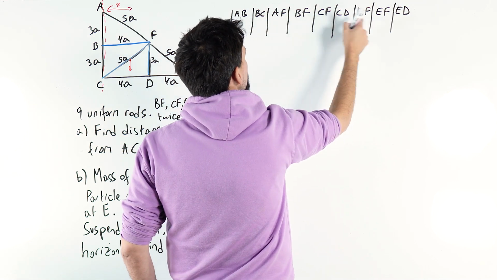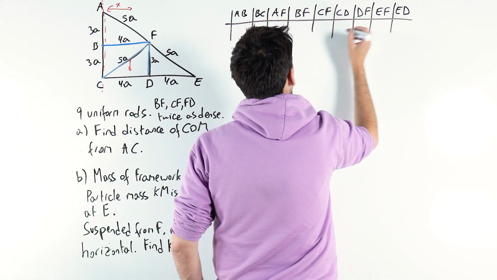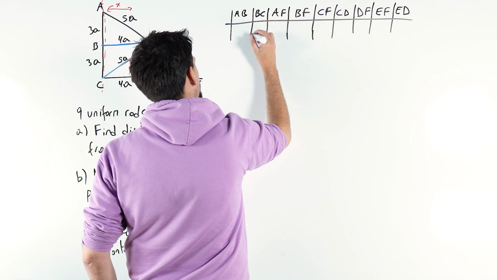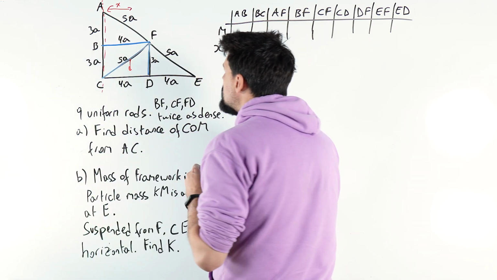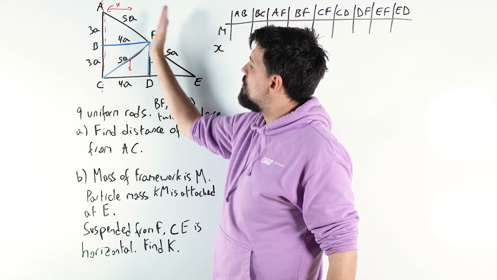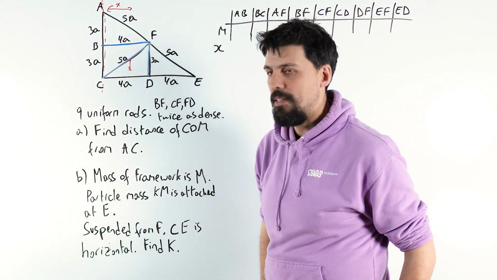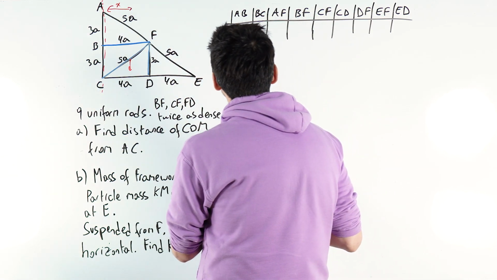1, 2, 3, 4, 5, 6, 7, 8, 9. So let's have a look at mass, and let's call x their distance horizontally from AC. And we'll deal with part B in a sec.